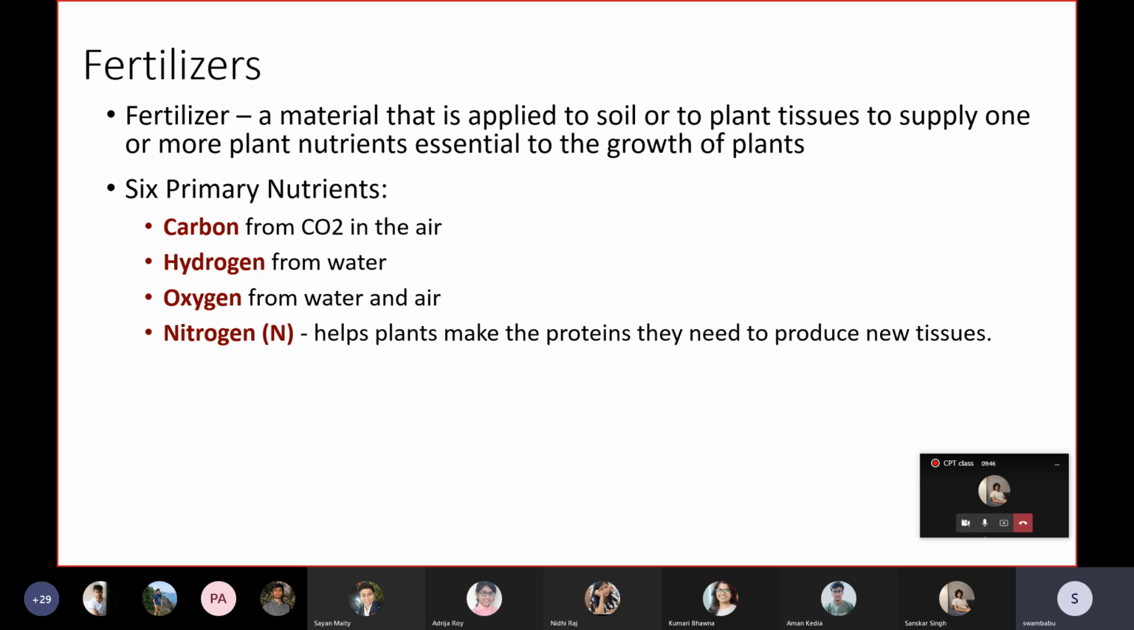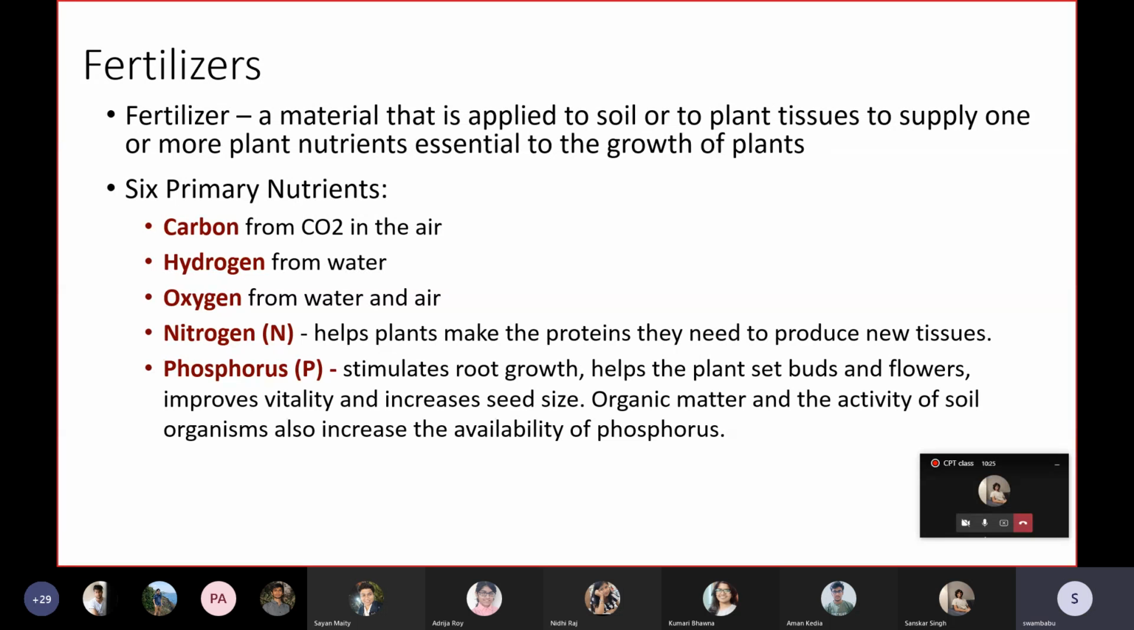Apart from these 3, another important nutrient is nitrogen. Nitrogen helps plants to make the proteins they need to produce new tissues. How does the plant grow? The growth of new tissues makes the plant become bigger and bigger. So the production of new tissues by the proteins is helped by this nutrient, nitrogen.